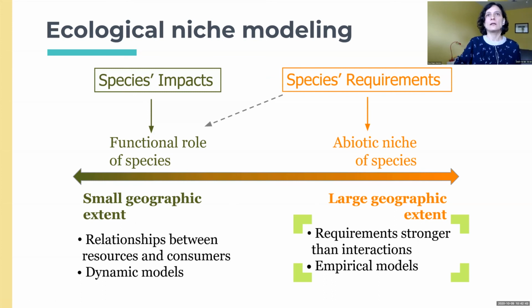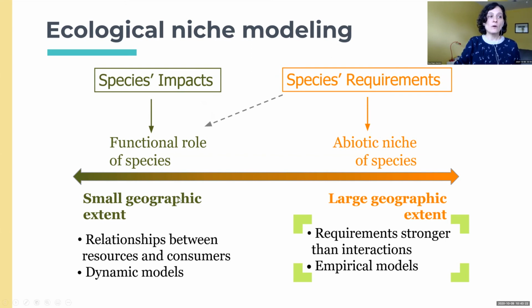So if we think about what is the extent, the geographic extent of my question, then we can start thinking about what kind of factors influence the presence of the species at small geographic extent versus at large geographic extent. So at small geographic extent, we have plenty of evidence that species interactions, biotic interactions, are very important in determining species presence in a community in a small geographic extent.